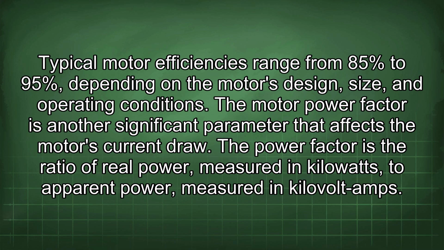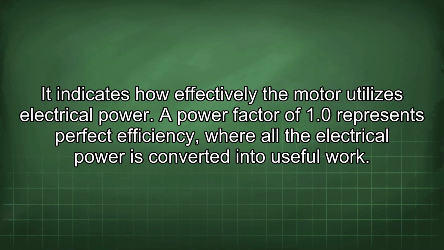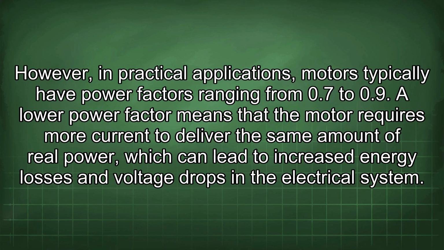The motor power factor is another significant parameter that affects the motor's current draw. The power factor is the ratio of real power, measured in kilowatts, to apparent power, measured in kilovolt amps. It indicates how effectively the motor utilizes electrical power. A power factor of 1.0 represents perfect efficiency, where all the electrical power is converted into useful work. However, in practical applications, motors typically have power factors ranging from 0.7 to 0.9.